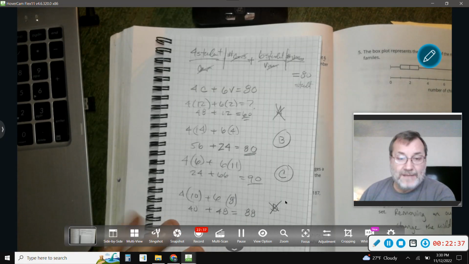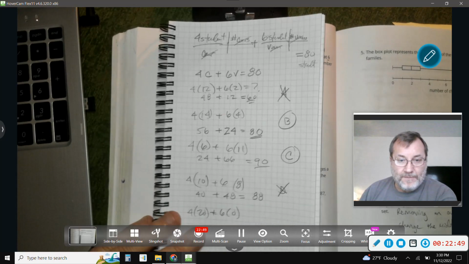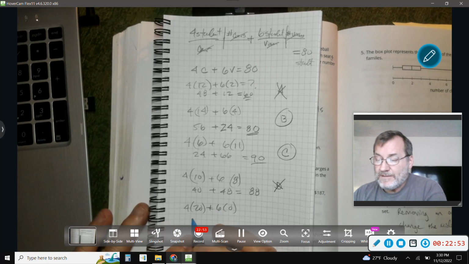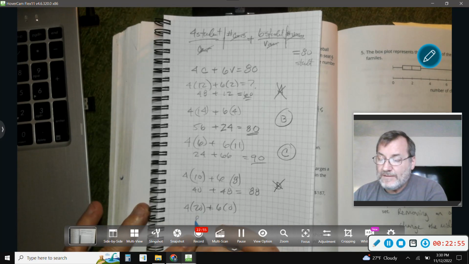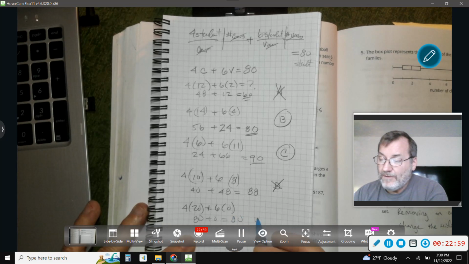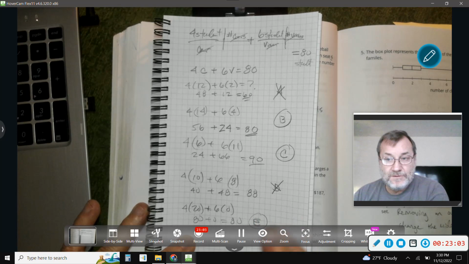Let's go on to Echo. What does Echo say? 20 cars go, no vans. So 4 times 20 plus 6 times 0. Well, you don't have to be a rocket scientist to figure this out. 4 times 20 is 80 plus a 0. Yep, that's 80. And so Echo does answer the question. It is true. You will have enough students there.